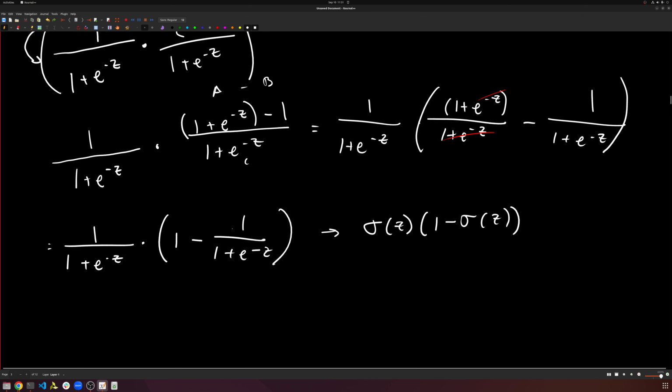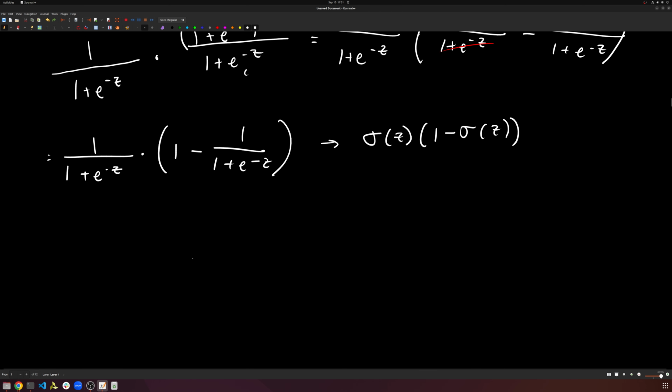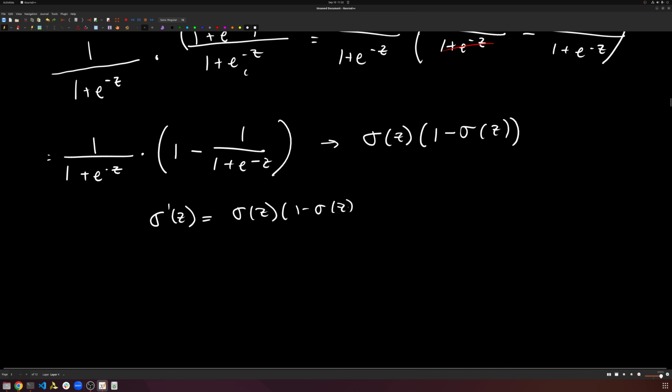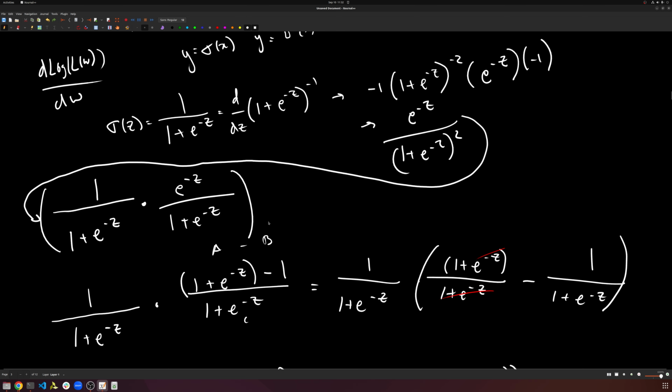And that's a cool thing about sigmoid functions. It's probably one of the reasons the sigmoid function was used, just because it's very convenient to compute the derivative. So the derivative of the sigmoid of z is equal to sigmoid of z times 1 minus sigmoid of z, and that's it. We're going to be using this property just for convenience. So now let's go ahead and compute our log probability, right?